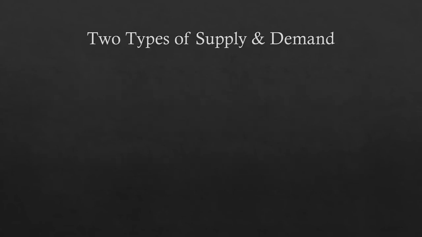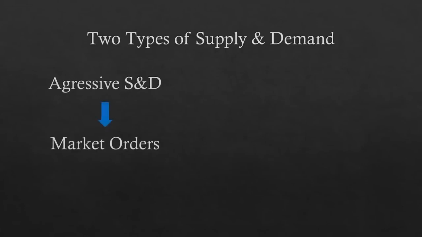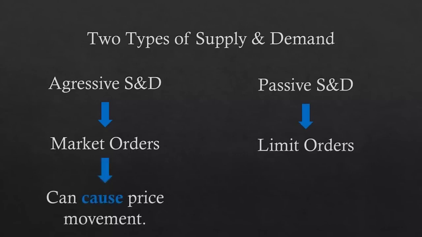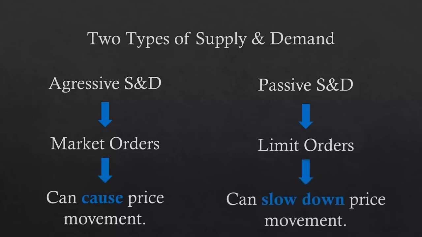There are aggressive orders, which are basically market orders. They represent aggressive supply or demand. There are also passive orders, which are limit orders. They represent passive supply or demand. Aggressive supply or demand is what can, in fact, generate price movement. Passive supply or demand cannot generate price movements, but it can stop it or slow it down.